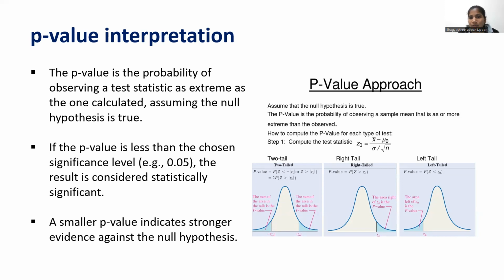How to compute the p-value for each type of test? Step 1. Compute the test statistic. Z0 equals x bar minus mu naught, divided by sigma divided by square root of n.